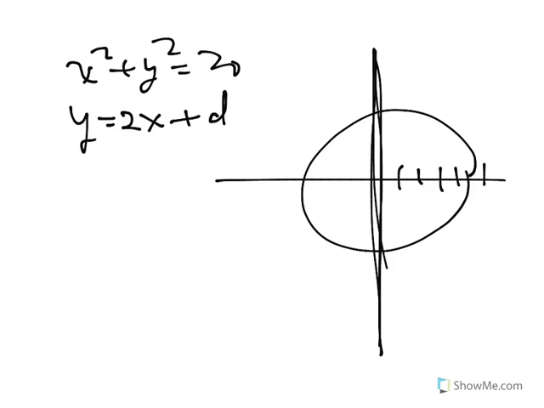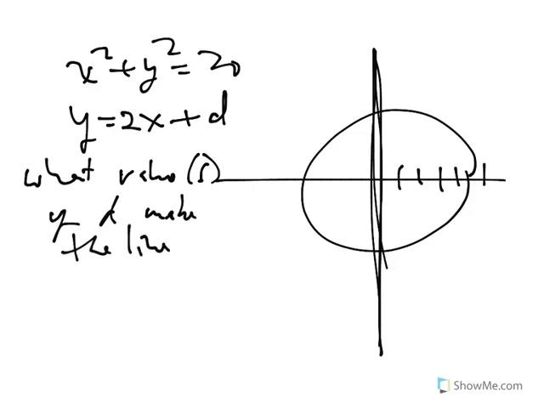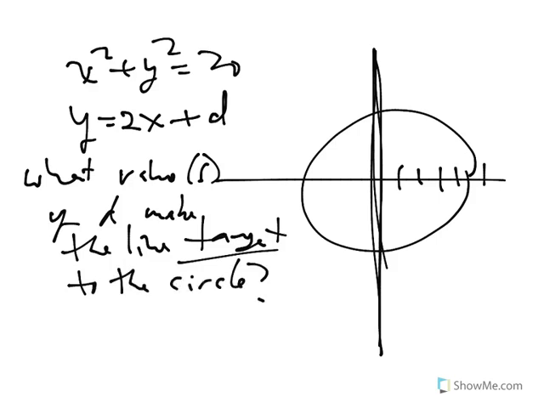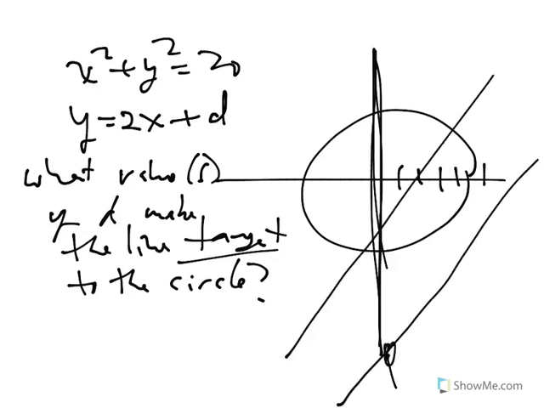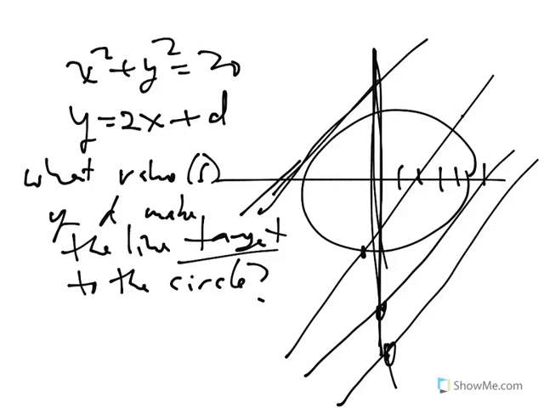There's one more piece of information. The question is, what value, or maybe more than one, of d make the line tangent to the circle? So for instance, maybe if the line's way down here, it doesn't hit it at all. But if the line's over here, it hits it twice. There's some value that makes the line hit it just once, and maybe there's a second one up here. So there's probably two answers to this question.